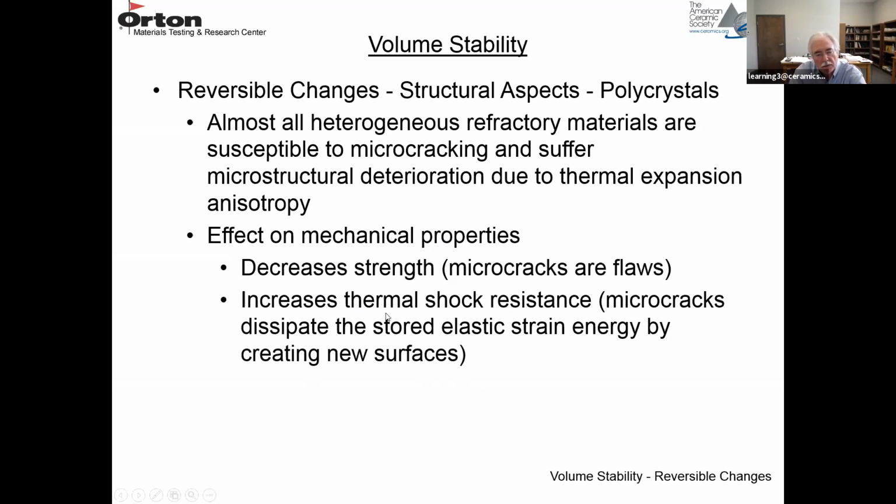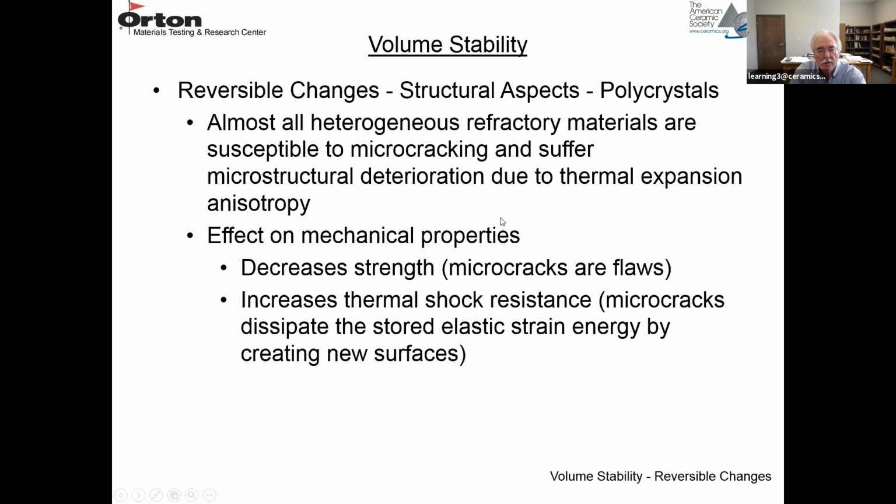Like if you want a material with high thermal shock resistance, you want microcracks present because they continue to grow and dissipate the stored elastic strain energy from the stress field. New surfaces, you have a stable situation where you have stable fractures instead of a large decrease in strength when you're measuring the strength relative to a thermal shock resistance.